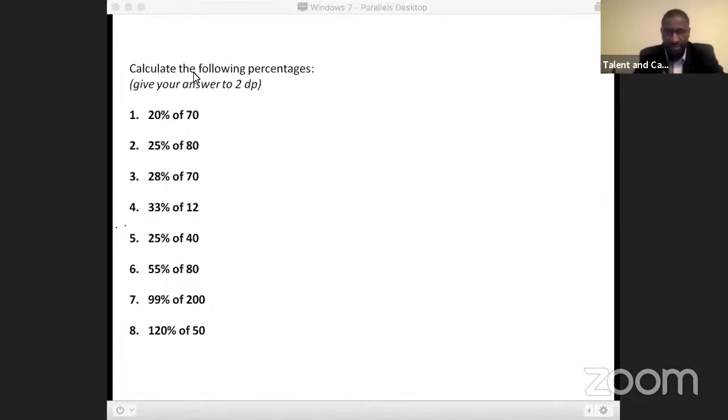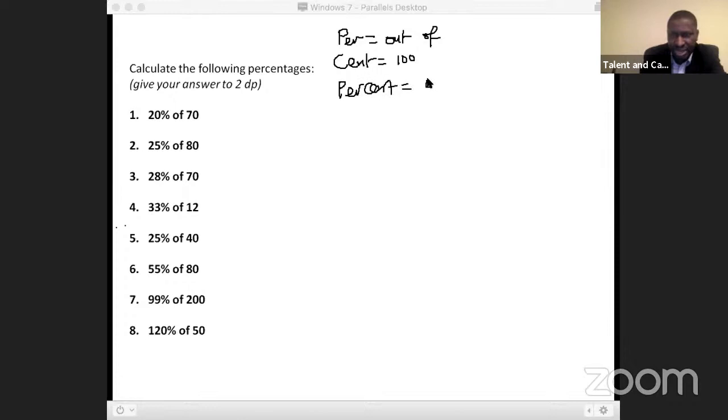Hello, this is a short presentation on how to work out questions relating to percentages. It's important for you to know that the word per, P-E-R, means out of, then cent means 100. So if you hear percent, per cent, it means out of 100, or written like this, over 100.